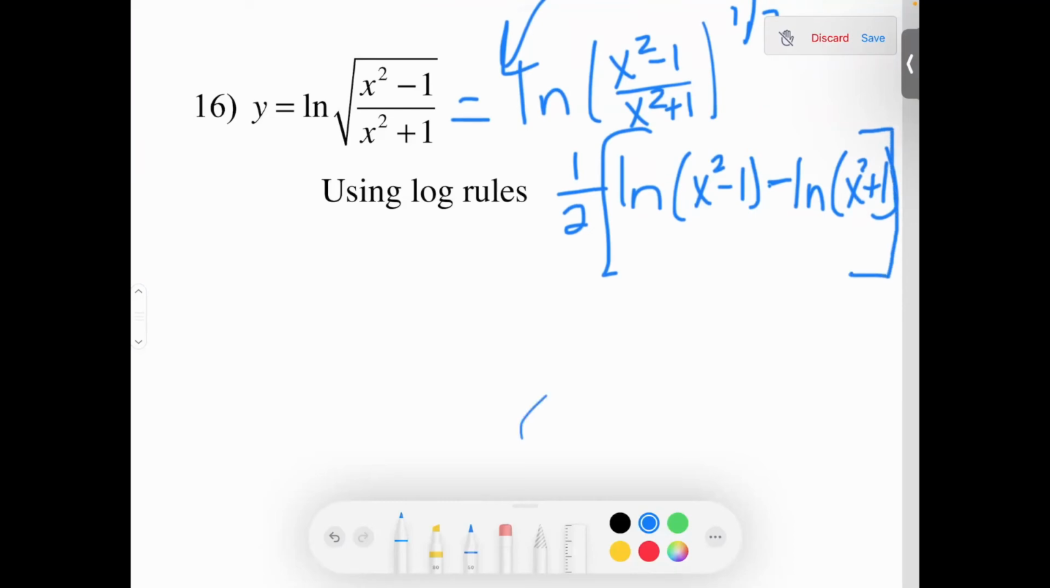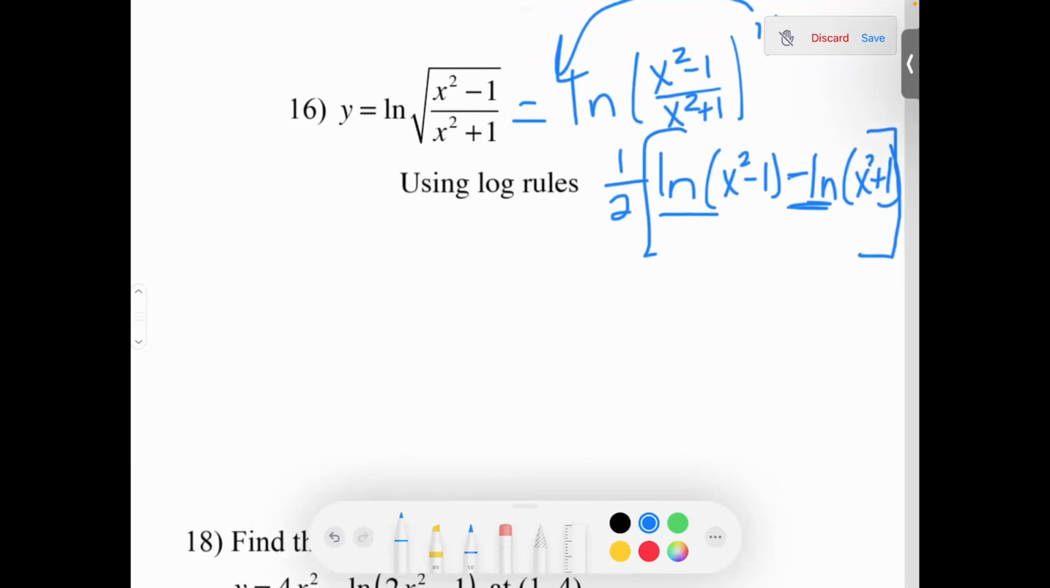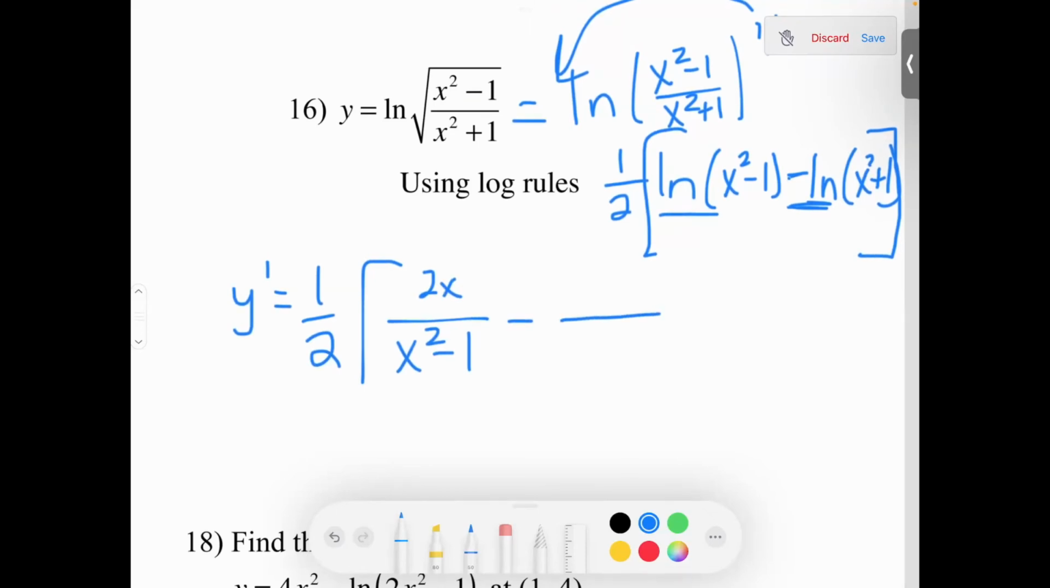Otherwise, both of these would have had to have the 1/2. So we're just going to leave the 1/2 out front when we take the derivative. Derivative of natural log of x squared minus 1 is just 1 over x squared minus 1 times the derivative of that. So we can go ahead and put that in the numerator. Derivative of x squared minus 1 is just 2x, minus the derivative of natural log of x squared plus 1. Derivative of that is 1 over x squared plus 1. And derivative of x squared plus 1 is 2x.